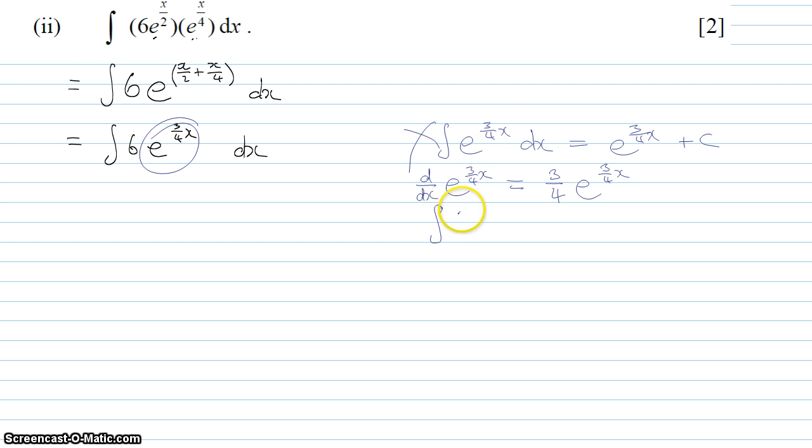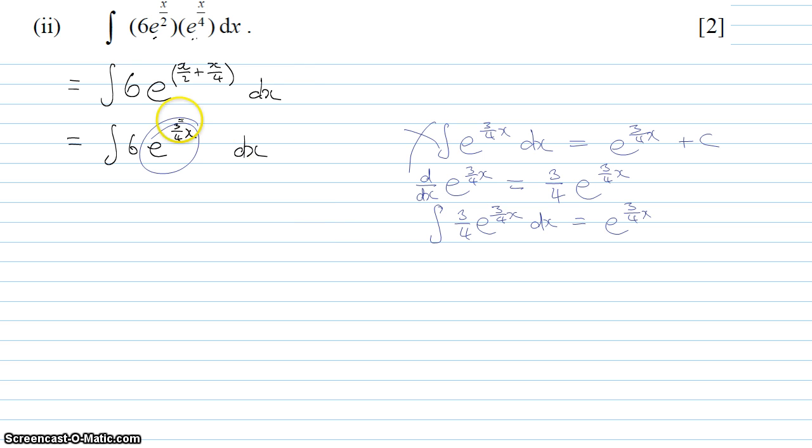I still don't quite know how to do this, but I can tell you that the integral of 3 over 4 e to the 3 over 4x dx is going to be e to the 3 over 4x. And that's what I got from this. Integrate this right-hand side, you go back to the left-hand side, because if you differentiate this left-hand side, you get the right-hand side. They undo one another. So how am I going to get there?